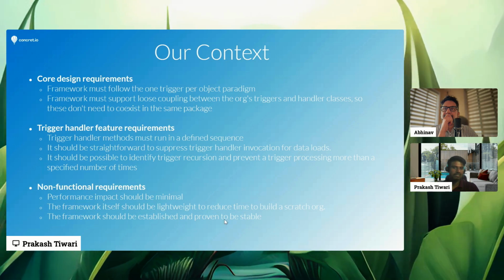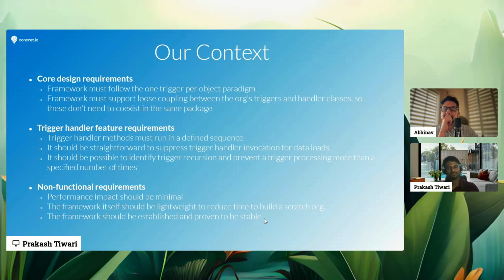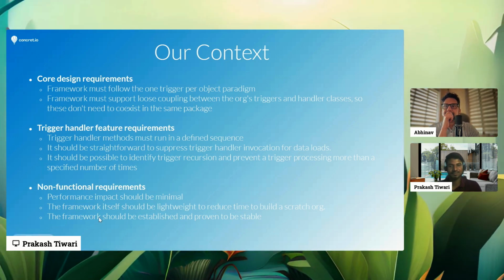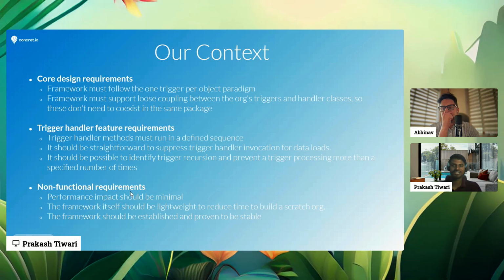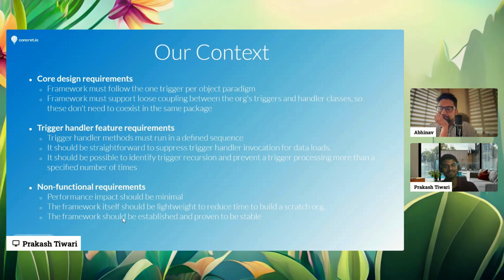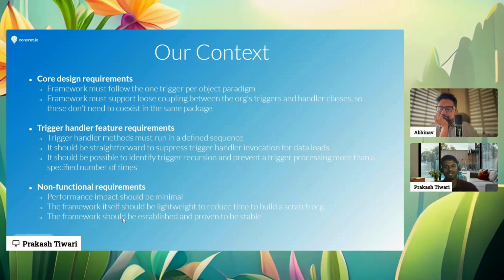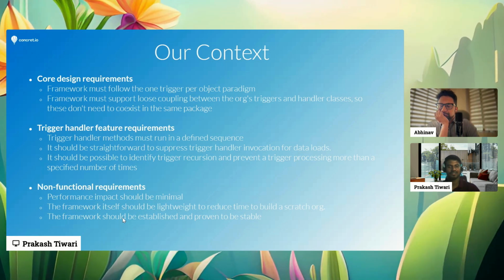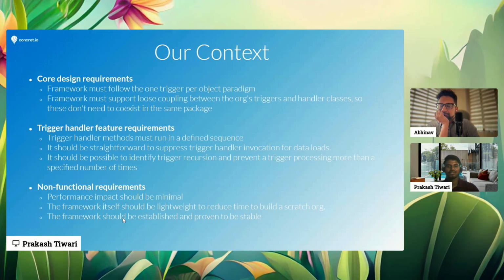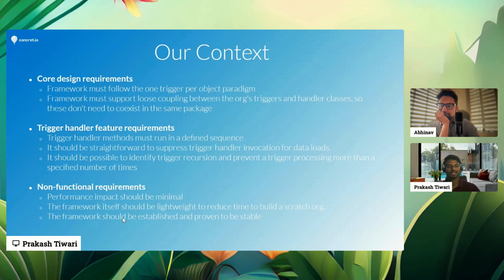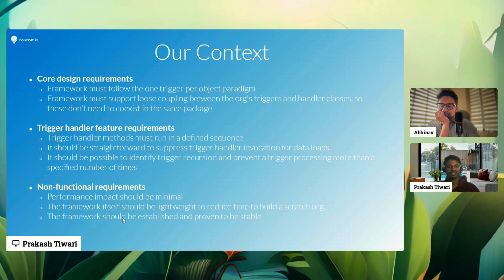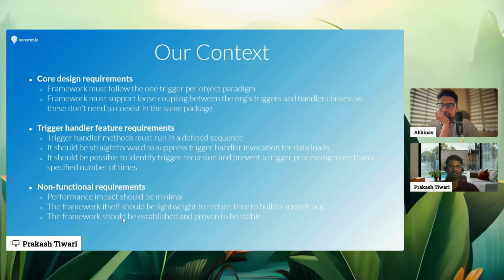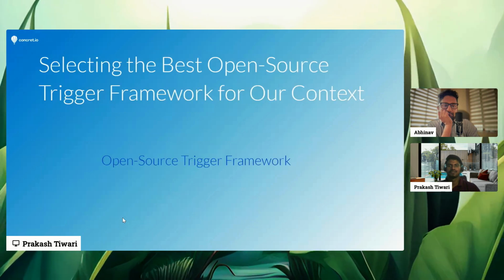The framework should be established and proven to scale. Yeah, that is the most important thing as a non-functional requirement. The trigger should be established. We shouldn't have multiple bugs, or any bug in the framework, and it should support future scale as well, if the framework is getting improved.